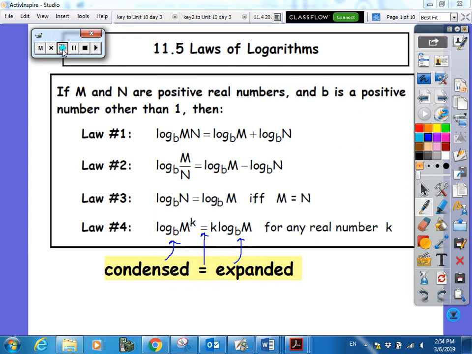Now for laws 1, 2, and 4, this left side is the condensed version. It's all the way condensed as much as you can. The right side is the expanded version, expanded all the way. Law 3 isn't really expanded or condensed. It's just saying if you have log base b of an argument equals log base b of a different argument, those two arguments are equal, so you can set them equal and solve, just like when we had like bases. 2 to the 5th equals 2 to the x plus 3. We can set those exponents equal and solve for x.